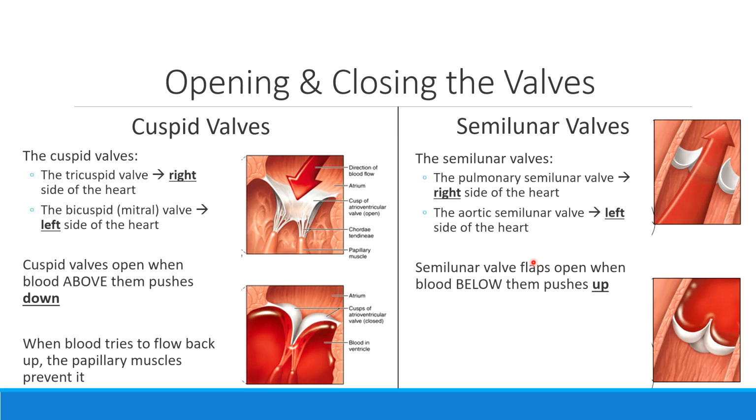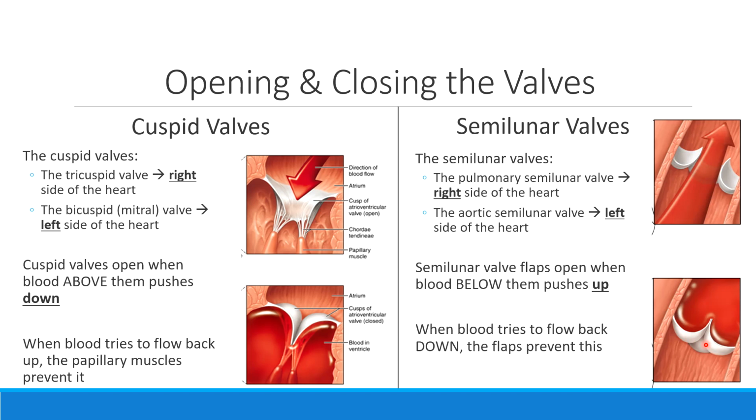So when we have blood below a semilunar valve and it starts being pushed up because the ventricles are contracting, that actually pushes open the semilunar valves. And when the contraction ends and the blood starts to try to flow backwards, back down into the ventricles, that's what's going to push closed these semilunar valves.